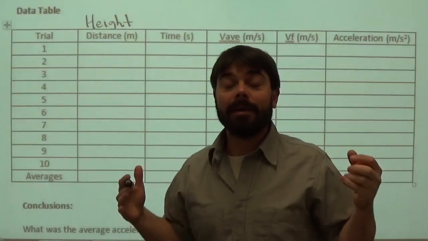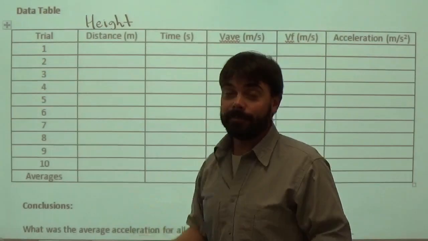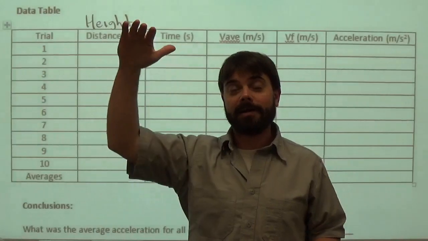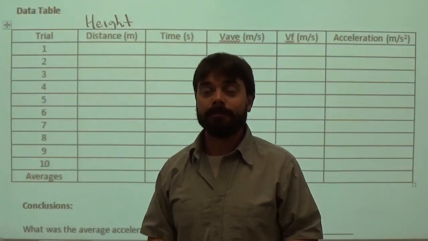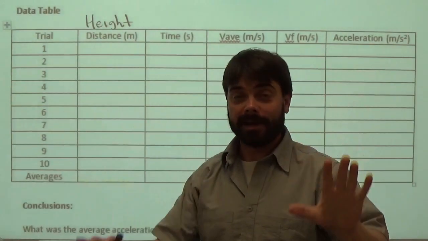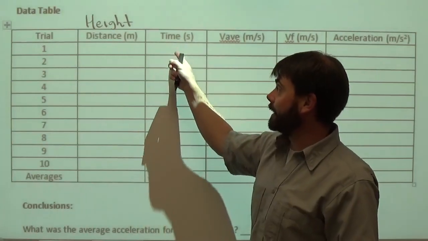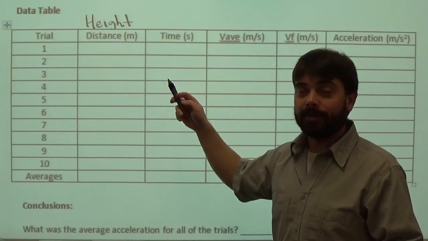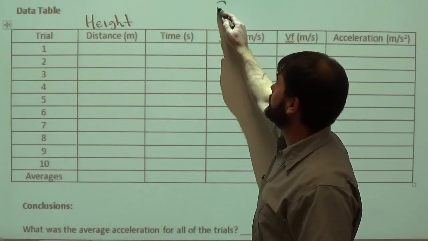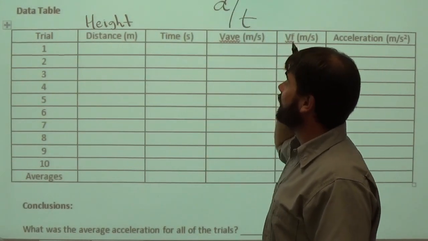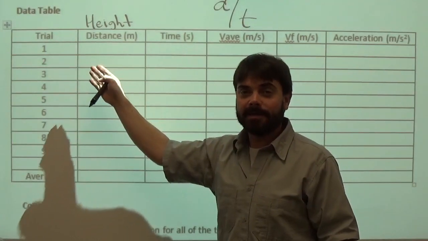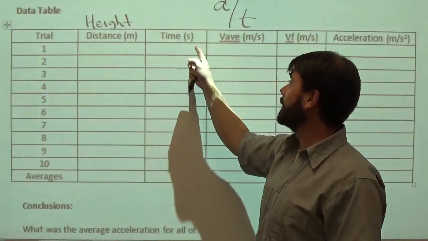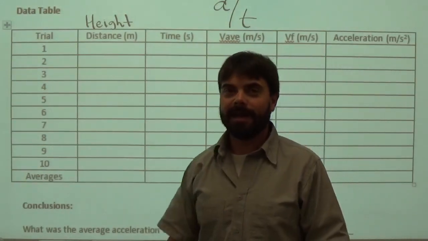In the column for time, you're simply timing how long it takes for the object to get from the ceiling to the floor, or the highest part of your drop to the lowest part of your drop. You're going to do this doing 10 trials, recording each time differently. The next column is talking about velocity average. We know that velocity is distance divided by time. Your distance, again, is your height. So whatever your height is, and whatever your time is for each trial, distance divided by time will give you velocity average.